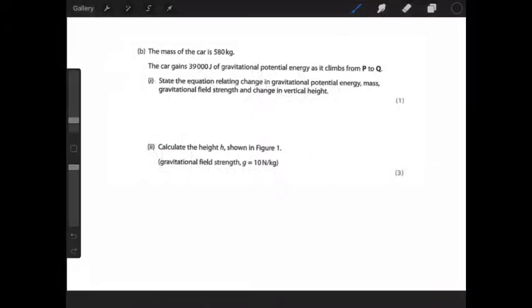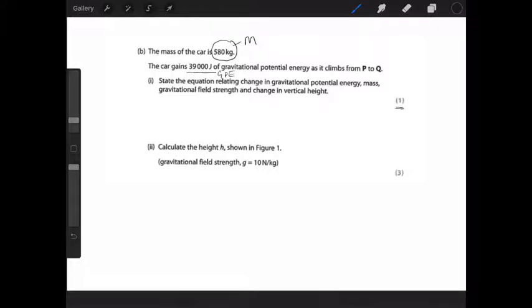So we've been told the mass is 580 kilograms. That's our M value, and that's in the standard unit. I haven't got to do anything to that. We're told the car gains 39,000 joules of gravitational potential energy as it goes from P to Q. So we're going to get a point first for recalling the equation that we have to not just be able to apply but learn and apply.